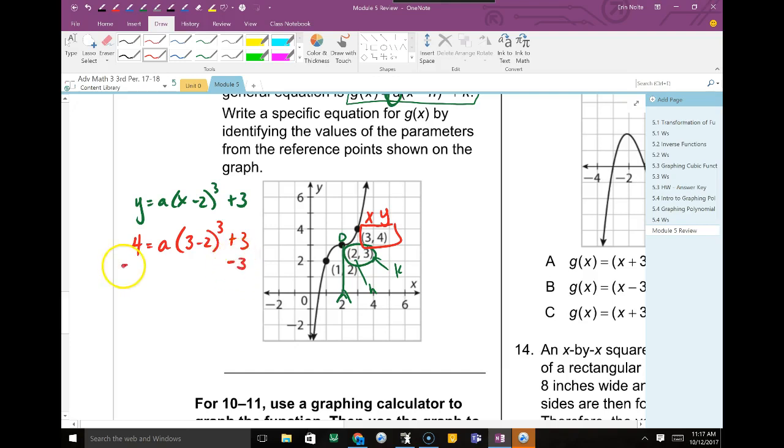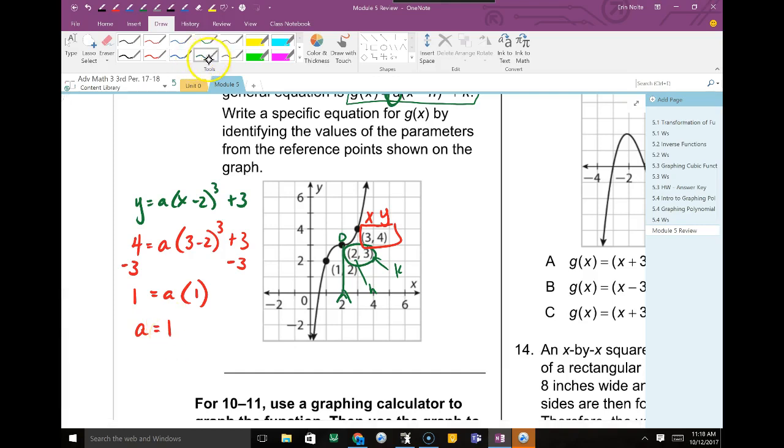Good, -3. Okay, I can also simplify the inside of the parentheses. What's 3 minus, oh my gosh, 3 minus 2 cubed? Good, 1. So my a value is 1.